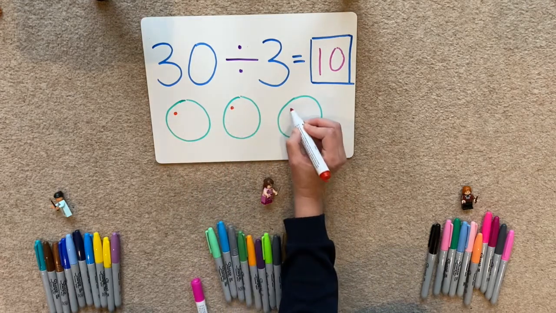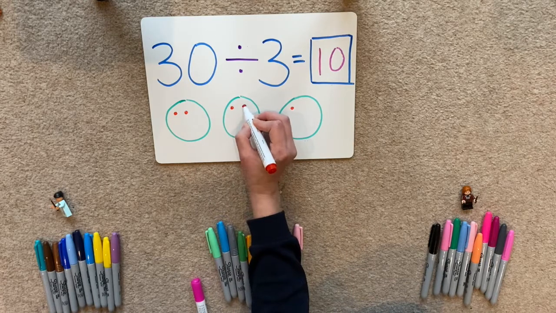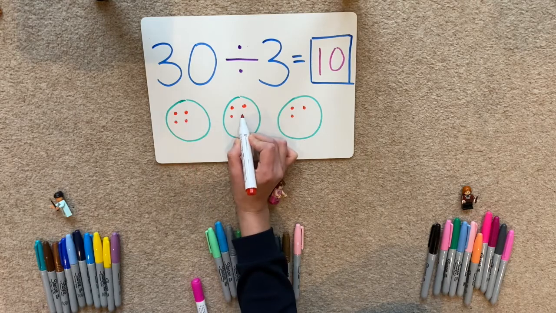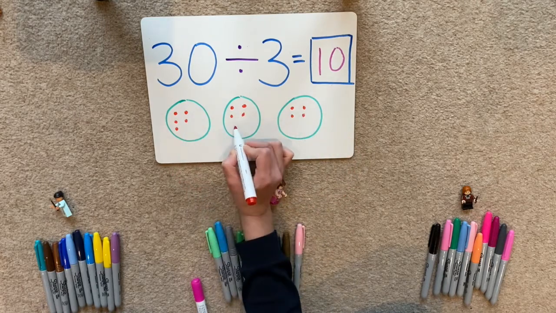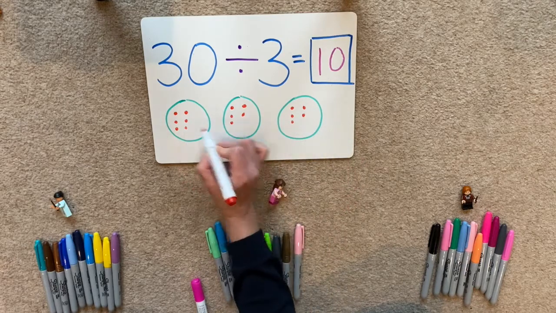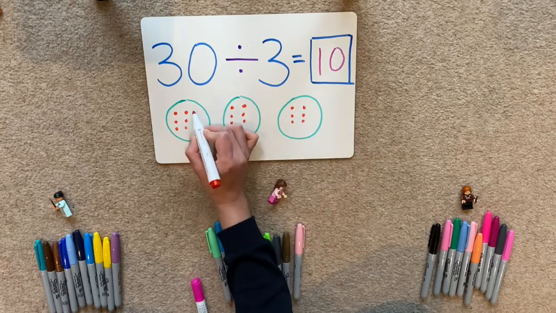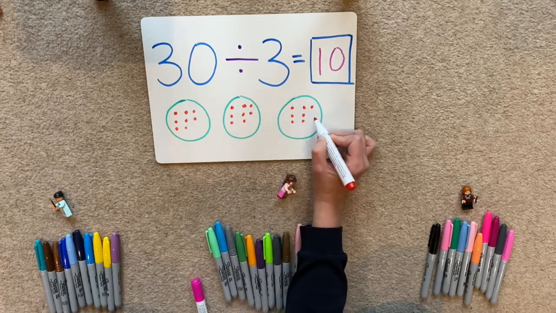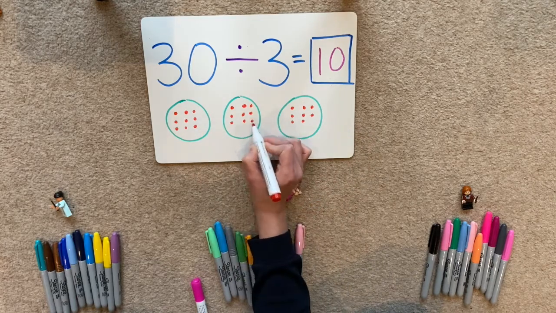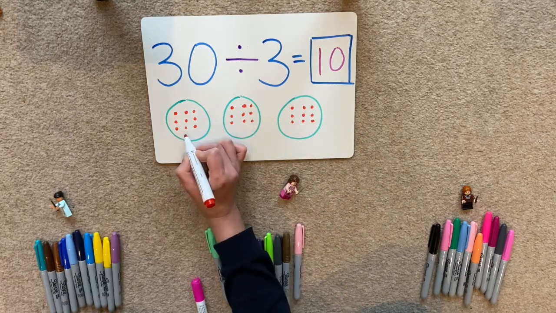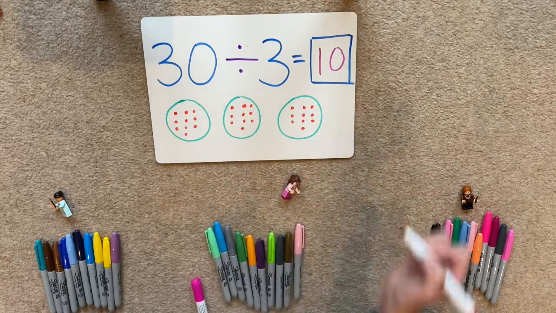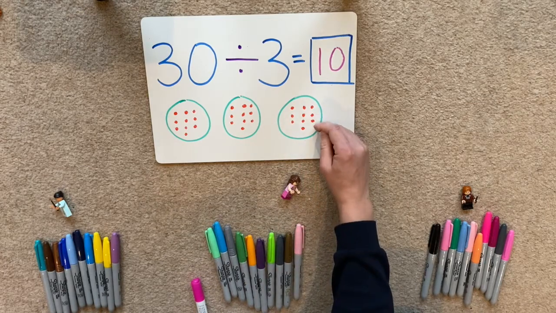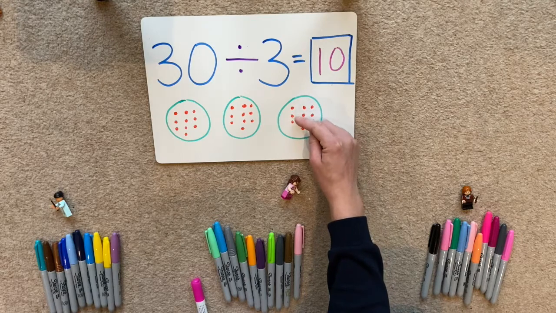1, 2, 3, 4, 5, 6, 7, 8, 9, 10, 11, 12, 13, 14, 15, 16, 17, 18, 19, 20, 21, 22, 23, 24, 25, 26, 27, 28, 29, 30. Let's see, do we have 10 in each circle? 1, 2, 3, 4, 5, 6, 7, 8, 9, 10.